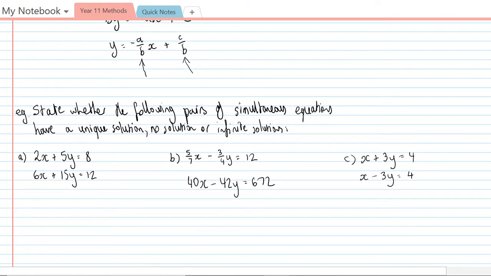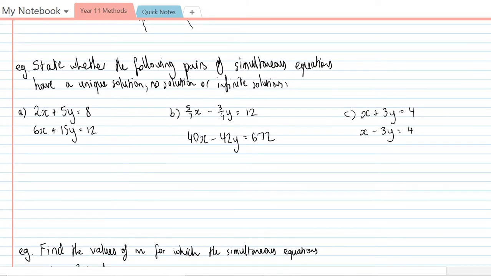So moving on, state whether the following pairs of simultaneous equations have a unique solution, no solution, or infinite solutions. So if we have a look at the first one, well, we can consider the ratios 2 to 5. So does 2 to 5 equal 6 to 15? Well, hopefully we could just divide each of these numbers here by 3 to get 2 to 5. So yes, that is holding true. Okay, so we have the common ratio there.